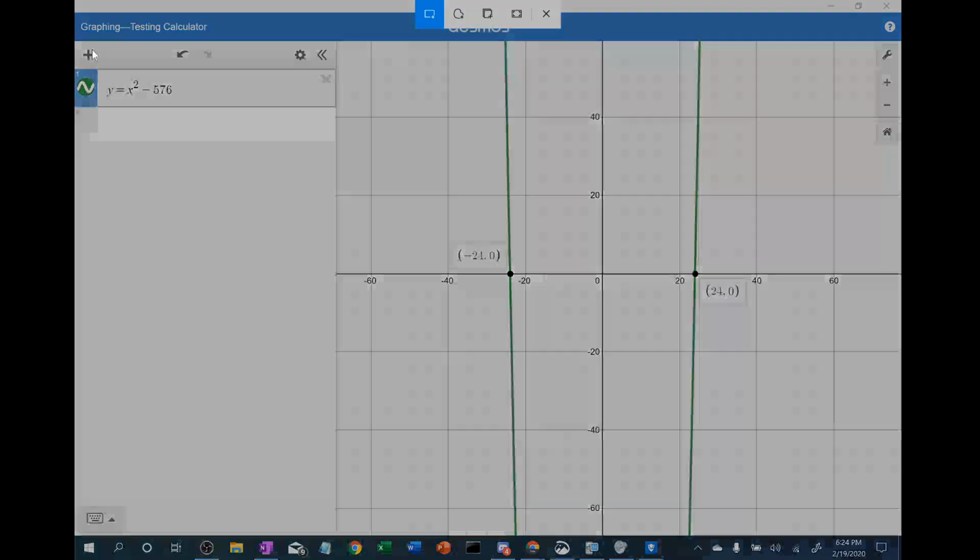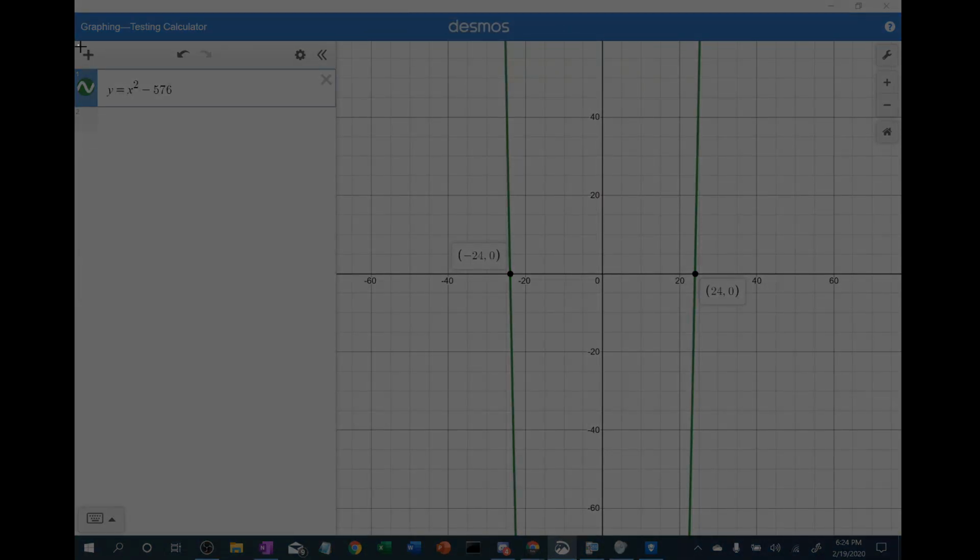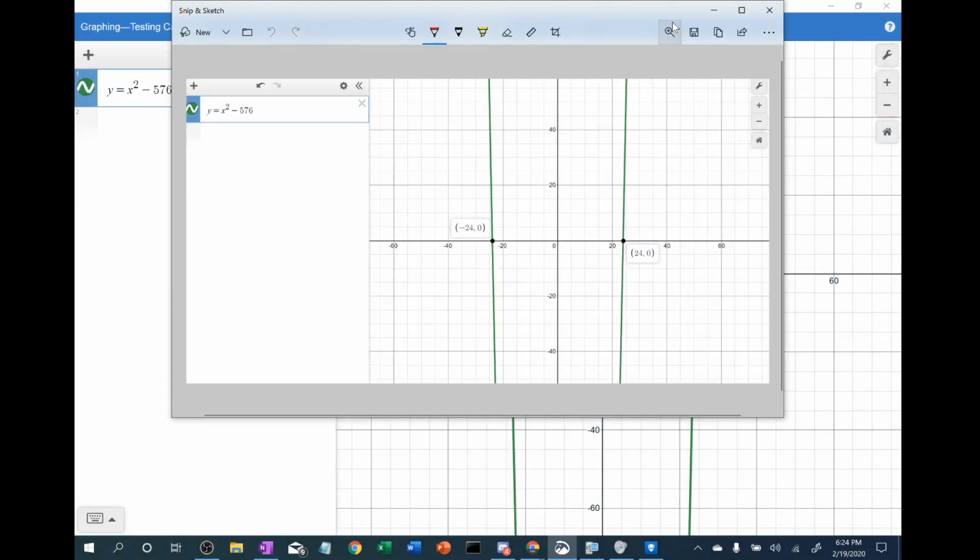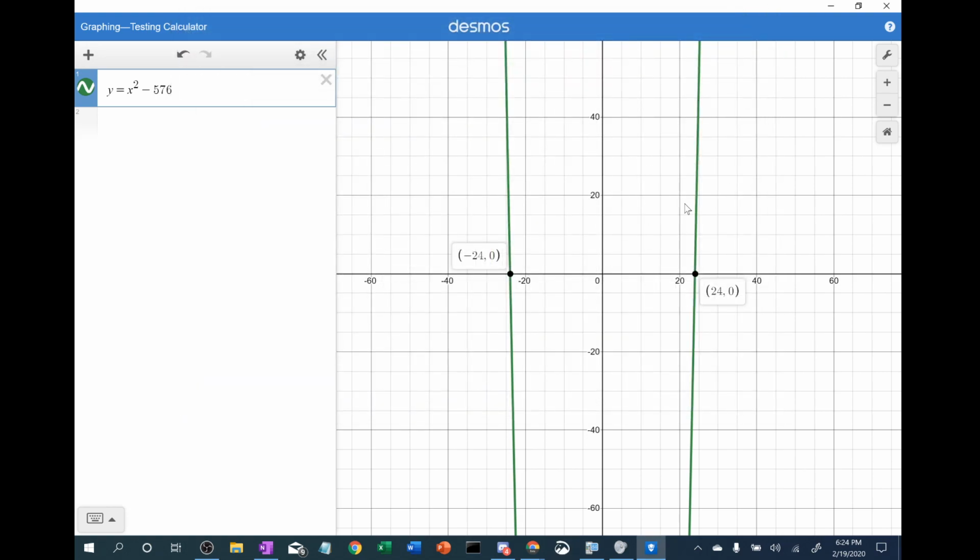It was a good question. Really shows the power of Desmos. Because to do that on the TI, I mean, you would have gotten lucky there, but it still would have been a pain.